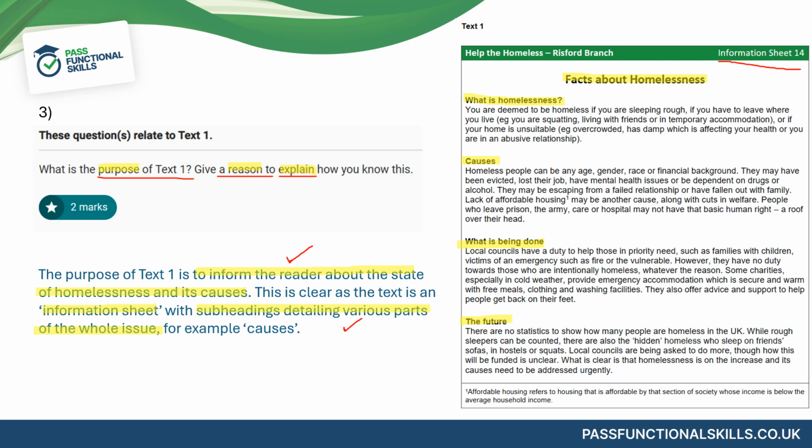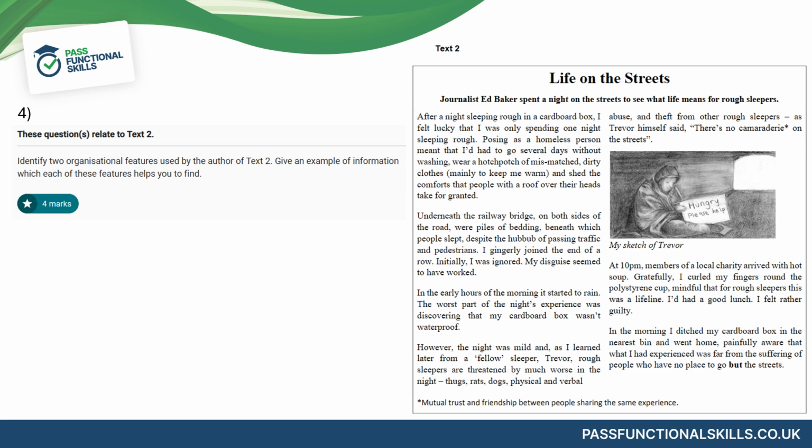Question 4. Identify 2 organisational features used by the author of text 2. Give an example of information which each of these features helps you to find. Okay, so this is a 4-mark question on organisational features. And this structure for an organisational features question is very common in your Open Awards Functional Skills Level 2 exam.